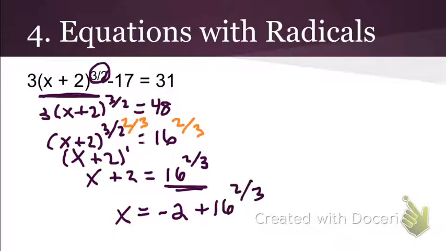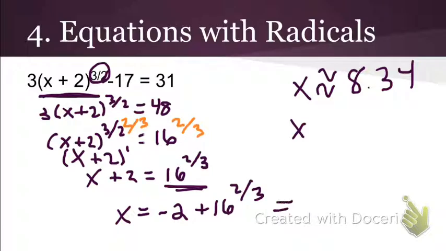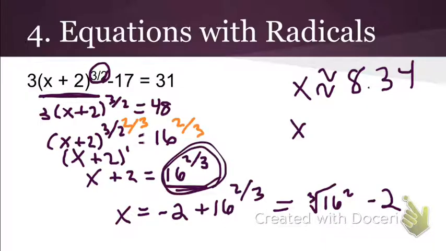And then you could just type that in a calculator. And 16 to the 2/3 power, let's see what that comes out to. So 16 to the 2/3 power comes out to 6.34. So if you add 2 to it, x would be approximately 8.34. But if I was asking you to give me an exact answer, then you can write it like we have below, or as the cube root of 16 squared minus 2. I mean, either one's fine. But a lot of times this part, you'll be able to evaluate without a calculator. But if not, then you just leave it, or if you have a calculator, then plug it in.